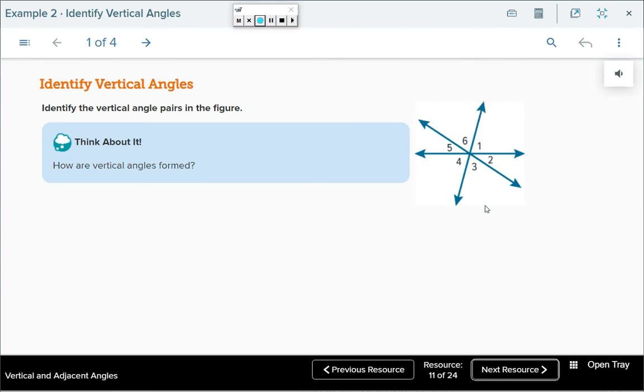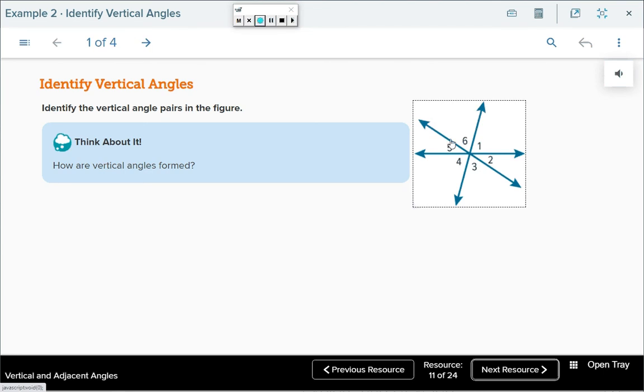All right, what do you notice about this? There's more than just two lines, right? Do you think that changes anything? Okay. So if I have the measure of angle 1, what other angle do I also have? Angle 4. If I have angle 2, what do I also have? Angle 5. And if I have angle 3, I also have angle 6. Good. Those are all considered vertical angles.